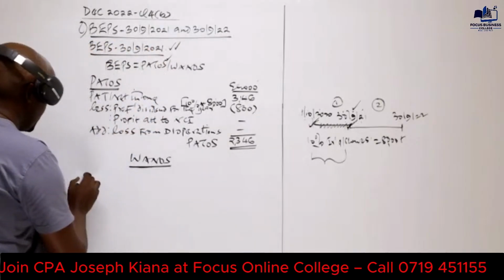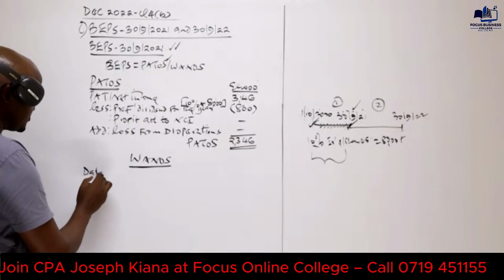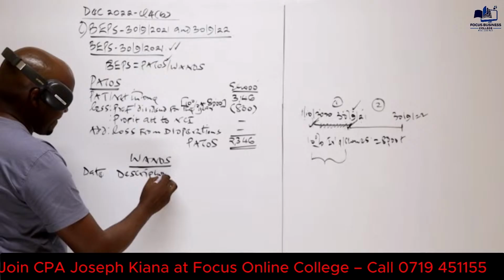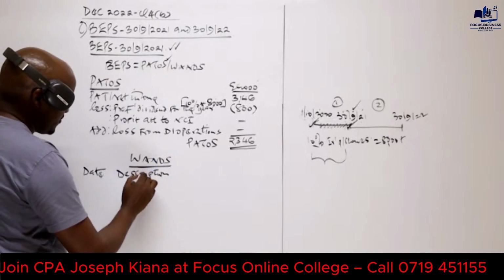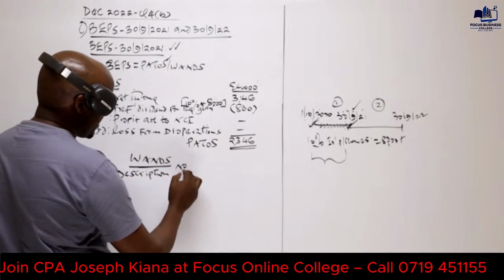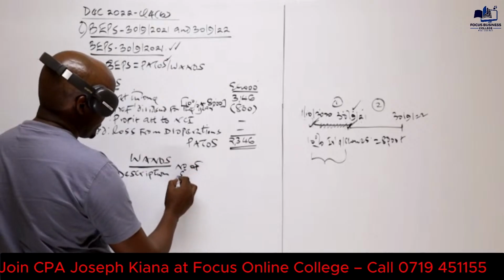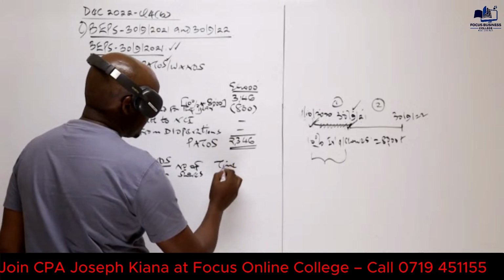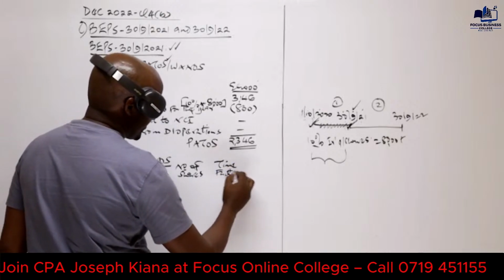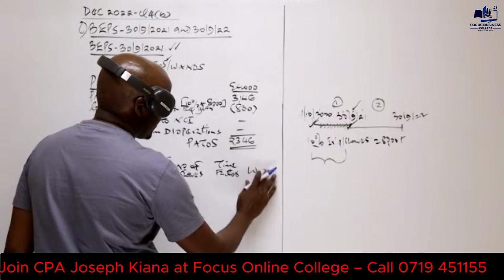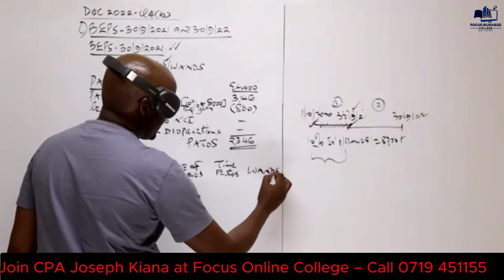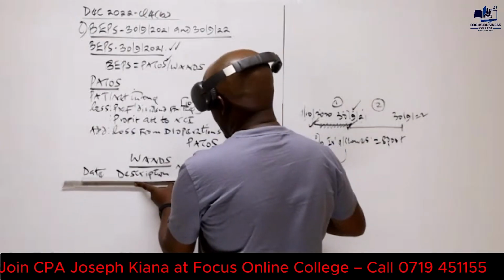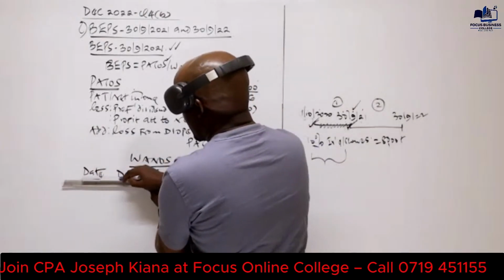To compute this, we need a column for the date, a column for the description, and another column for the number of shares. The other column will be for the time factor. And the last column will be for the weighted average number of ordinary shares.